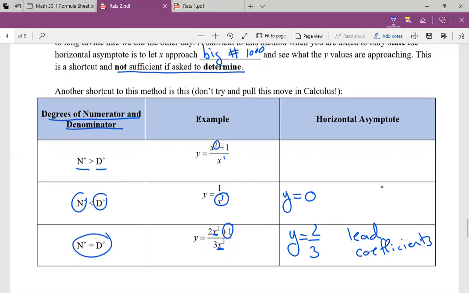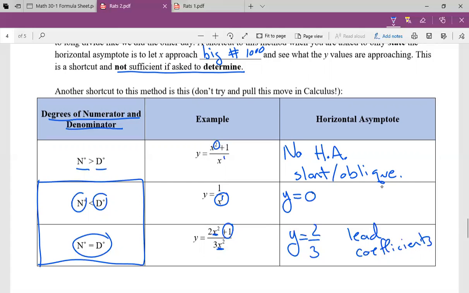And then the top one, friends, when the top is bigger than the bottom, if you sub in a big number for x, the top's going to grow faster than the bottom. So this will grow without bound. We won't have a horizontal asymptote here. So I don't need to worry about this case in 30-1. In fact, what we get in calculus next semester is what's known as a slant or oblique asymptote. So really for us in 30-1, you're only looking at these two cases. Again, it's a shortcut. If I ask you to algebraically determine, I want to see some division.